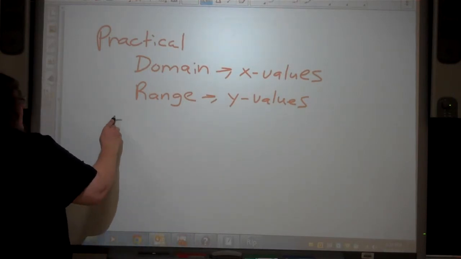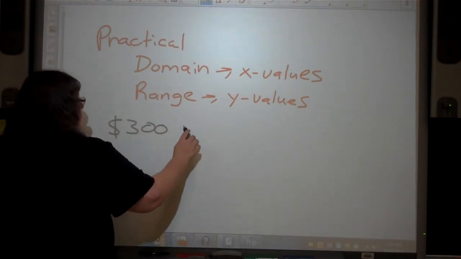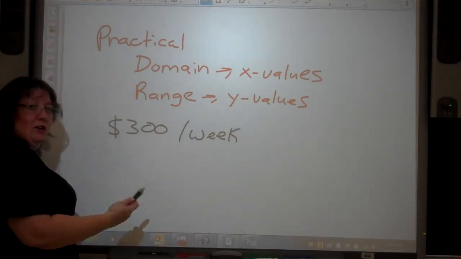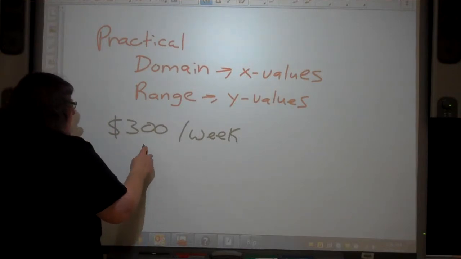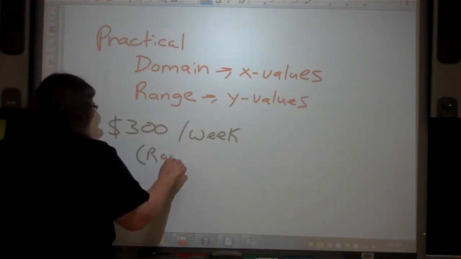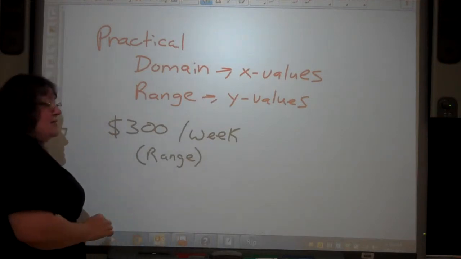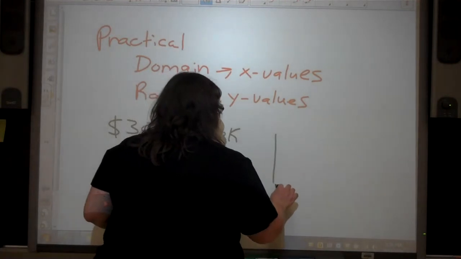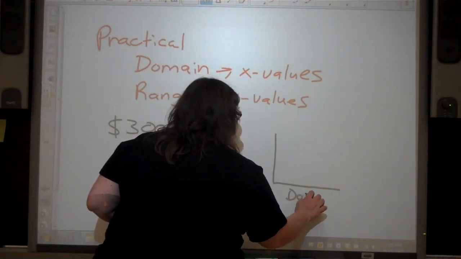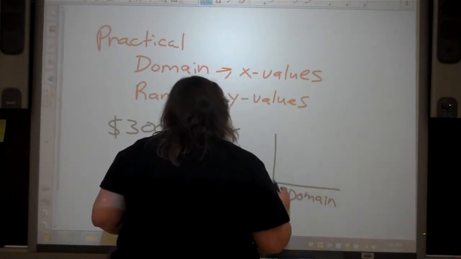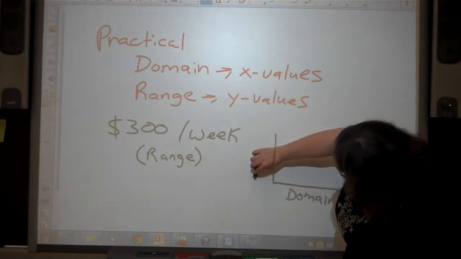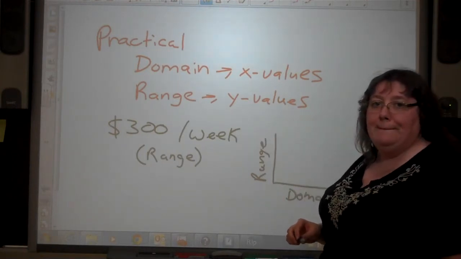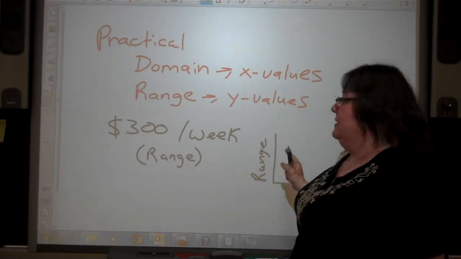So, 300 per week, okay? No more, no less. So the 300 would be a range, okay? Because that's the maximum I can spend. So that would be on an x-axis, okay? So your domains are always on the x. And your range is always on your y, okay? So keep that in mind, domain and range.